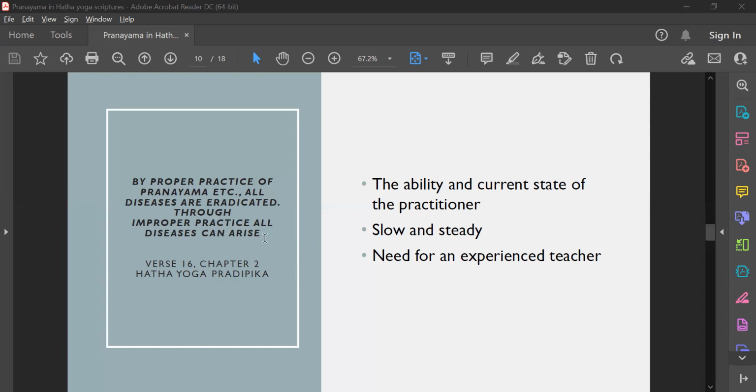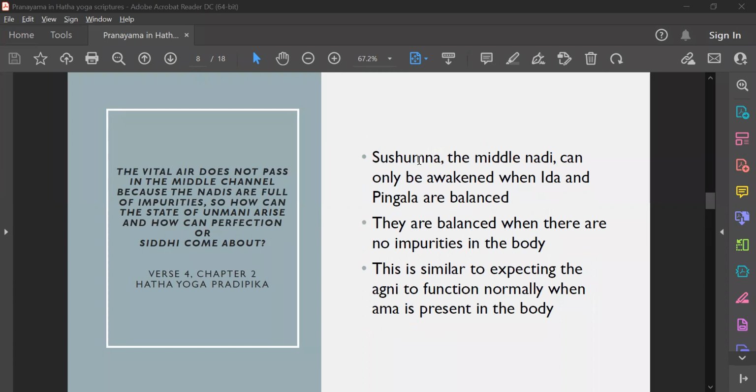So that's why the practice of pranayama has to be done under a proper guru, proper instructor, because there are certain prerequisites that are supposed to be met. And the current state of the practitioner is of paramount importance before beginning the practice. And slow and steady is the way to go when it comes to pranayama. As I mentioned, we need an experienced teacher to guide us through the highs and lows of the pranayama. That is why it's very important.